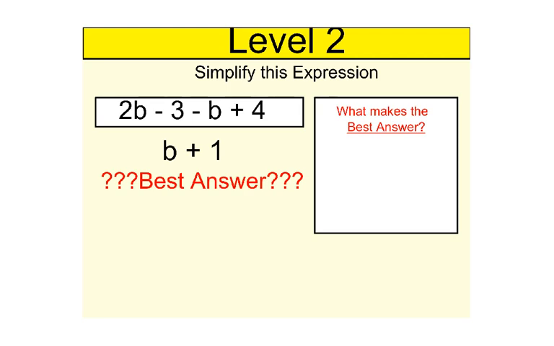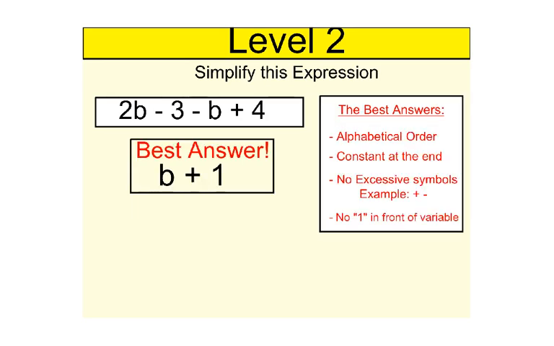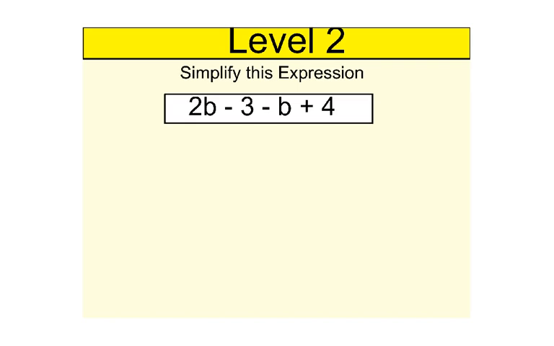After I get my answer, I need to take a moment and say, okay, what's my best answer? So let's talk about what makes a best answer. Best answers are in alphabetical order. So if I look here, and I already marked it that it is the best answer, but alphabetical order. I've only got a B, so that's pretty alphabetical. Okay, so that is a check. Now it says constant at the end. Well, there's my constant at the end. No excessive symbols. So I don't want plus a negative or anything. Nope, I just got a plus sign. I'm good. And there's no 1 in front of the variable. Okay, we did have that 1 at the beginning, but we chose not to write it, so we are good. That is the best that answer can get.